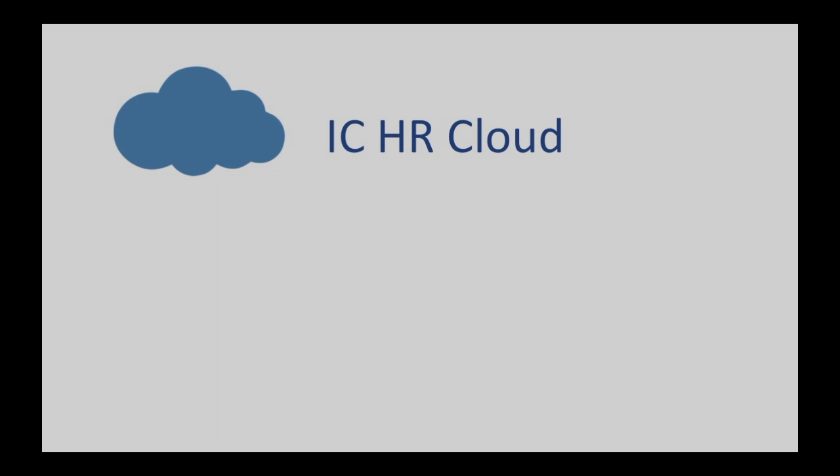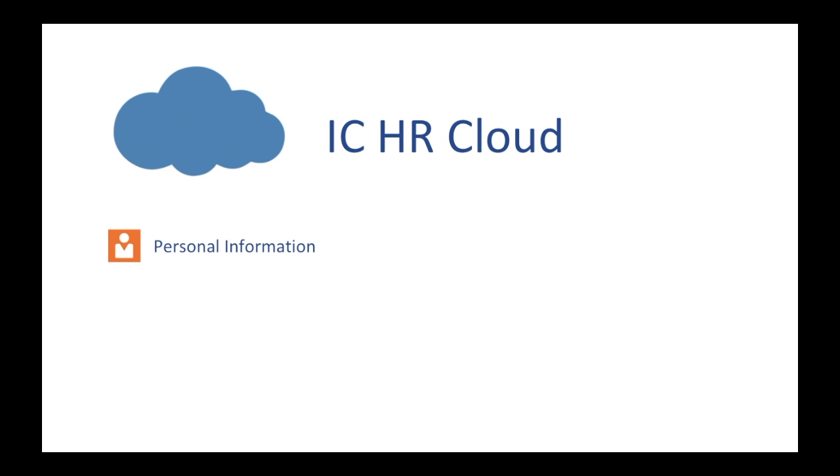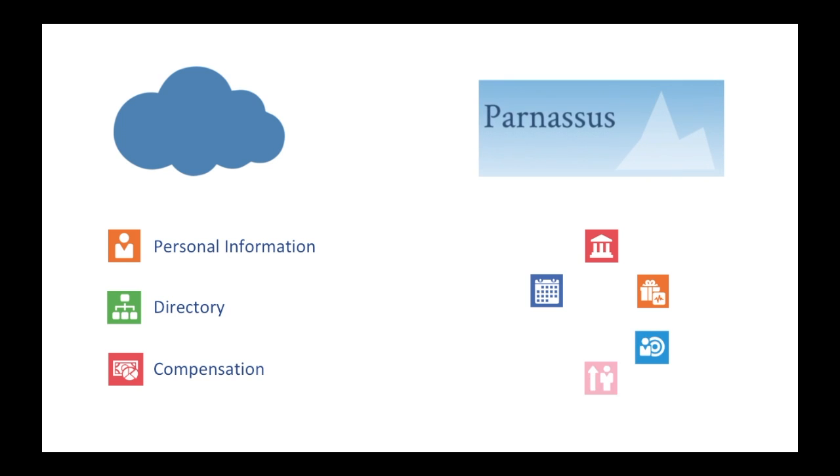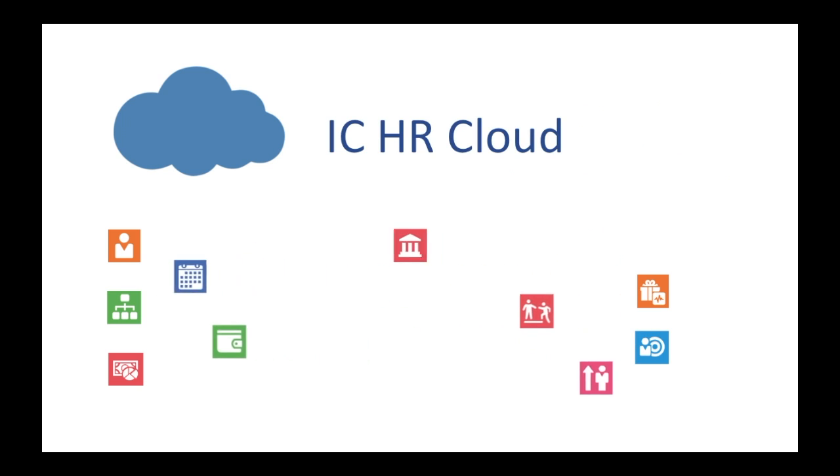This video is a brief introduction to the new Human Resources application ICHR Cloud, which will be used by all Ithaca College employees. This system is used to update and access your personal information, search the employee directory, and access your compensation info. Eventually, ICHR Cloud will be used for all HR purposes, including but not limited to time cards, pay slips, benefits, and all other functions currently found in Parnassus for HR.